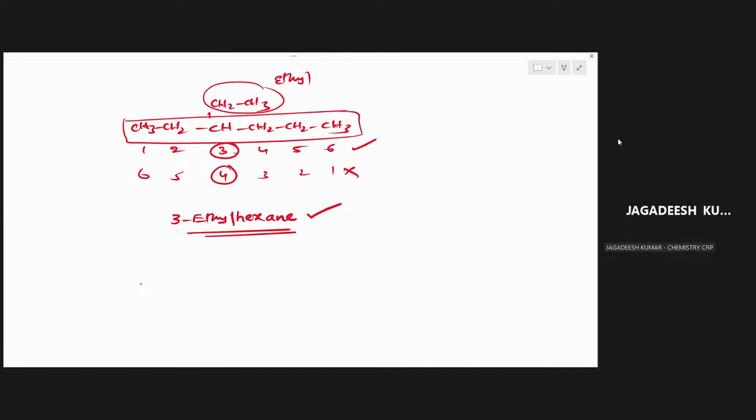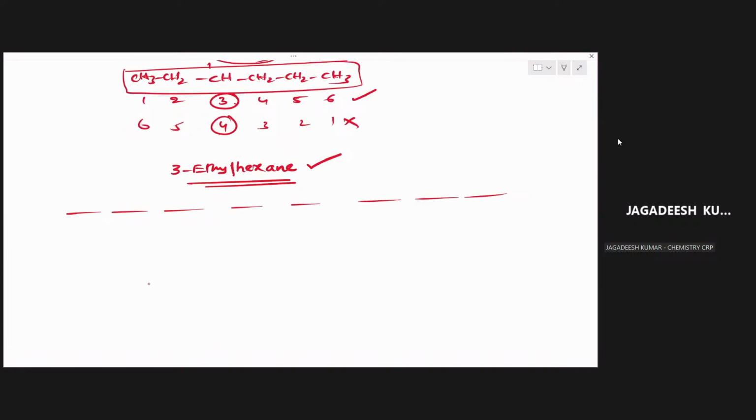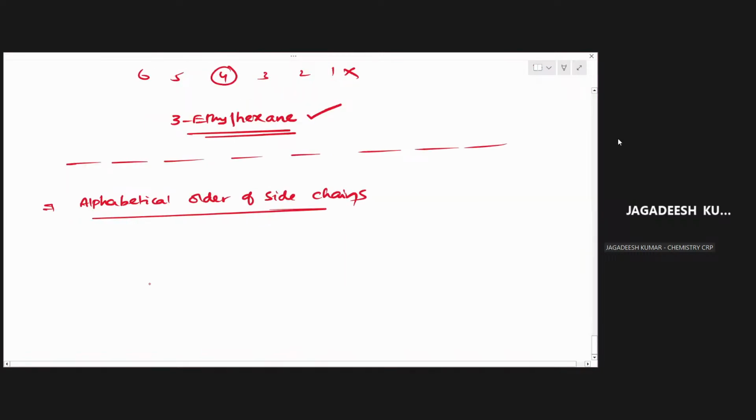If there are 2 side chains, how to write the name now? I will tell you in the next model. If 2 side chains are there, then we should give the names in alphabetical order. I already told you this point. We have to see alphabetical order of side chains if more than one side chain is present. That means if 2 or more alkyl groups are present as side chains in the parent chain, we should write according to alphabetical order while writing the name of the structure.